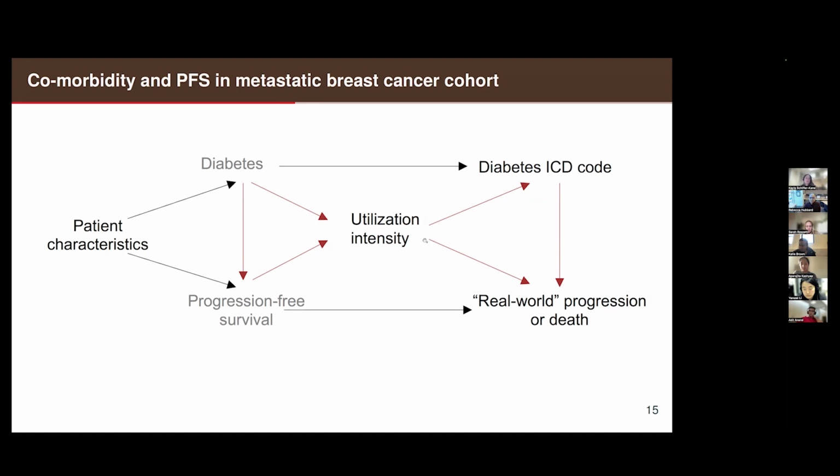We assume that there's differences in healthcare utilization across patients, and those differences in utilization could be driven by the exposure. So patients with more comorbid conditions tend to have more healthcare utilization. They could also be driven by the outcome of interest. So a patient who's experiencing cancer progression is going to have a whole host of symptoms, which might lead them to have more healthcare utilization.